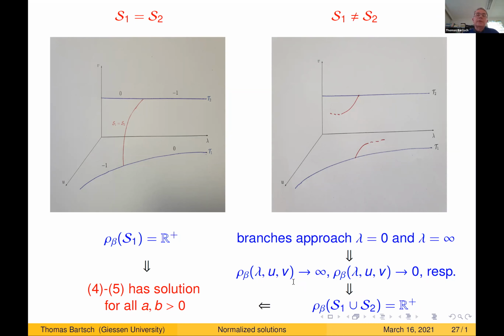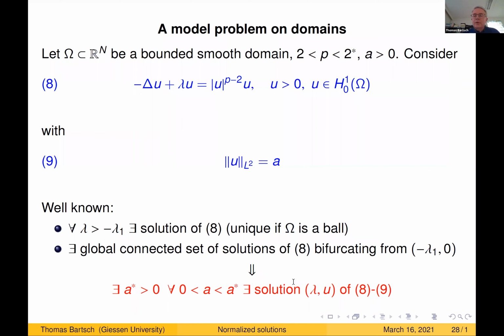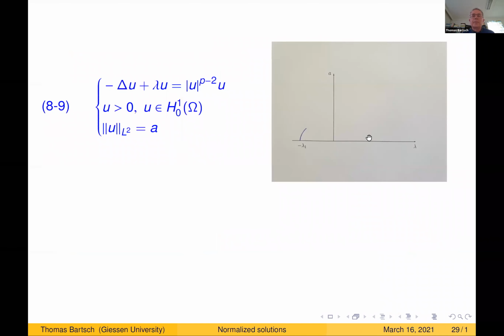It can, in principle, also be applied to other equations and should also give good results. And I see time is over. Let me just say that there are also results on bounded domains for the normalized solution problems, again using a bifurcation type approach. There is bifurcation that's easy to prove and well known. The solution is particularly well understood if omega is a ball.